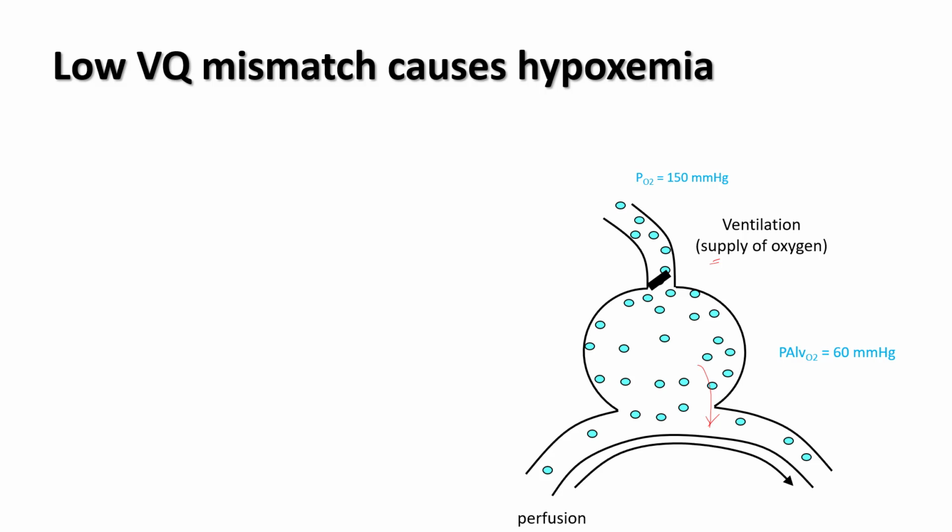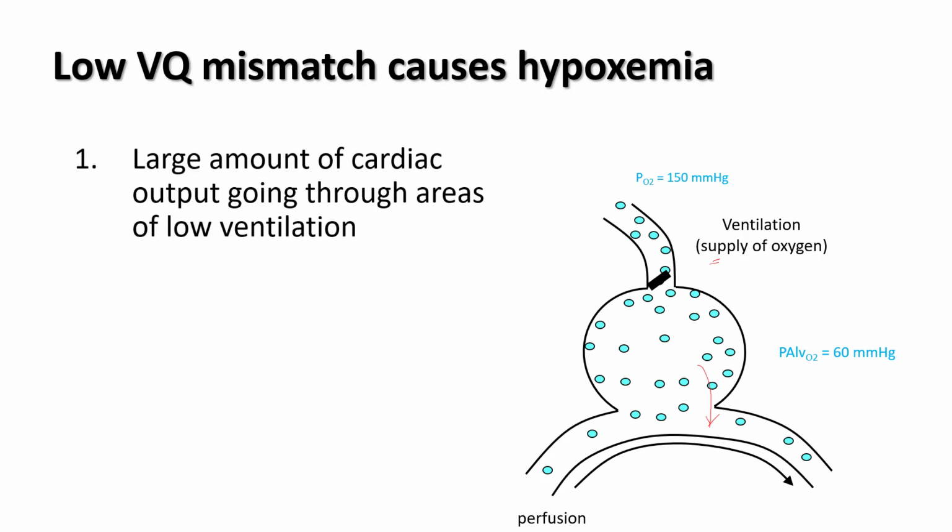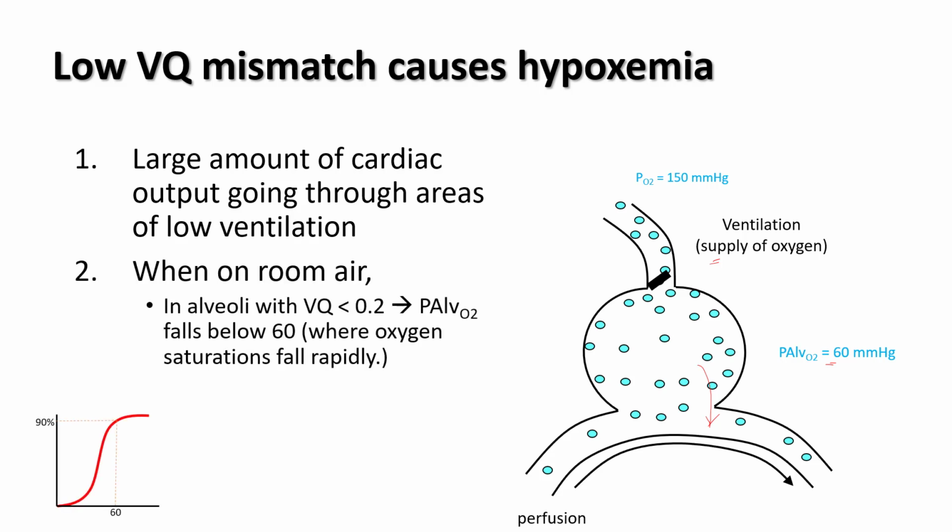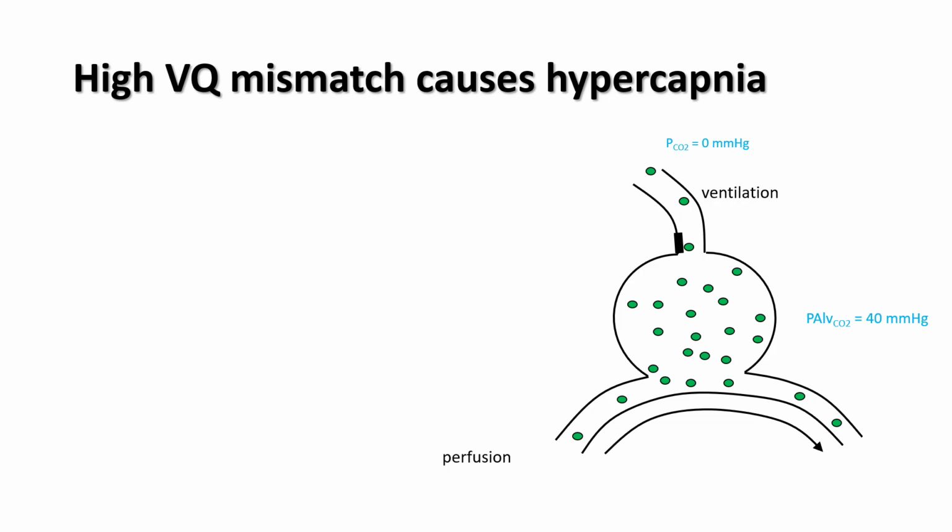And this effect is most significant at lower P alveolar O2. Once it falls less than 60, the total oxygen carrying capacity of the hemoglobin molecules reduces dramatically. If you remember your oxy-hemoglobin dissociation curve, you are now on the steep portion of the dissociation curve. So anything less than P alveolar O2 of 60, blood flow to these alveoli would result in more hypoxemia.